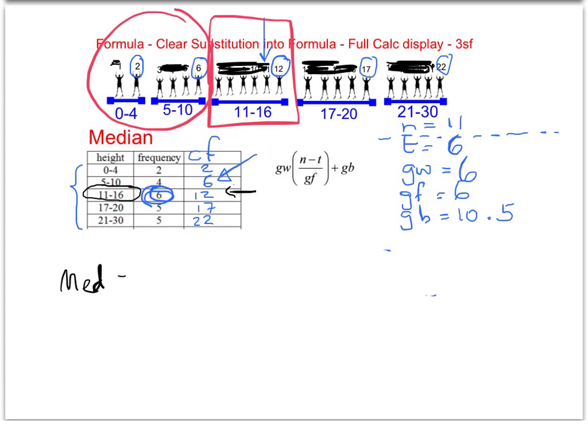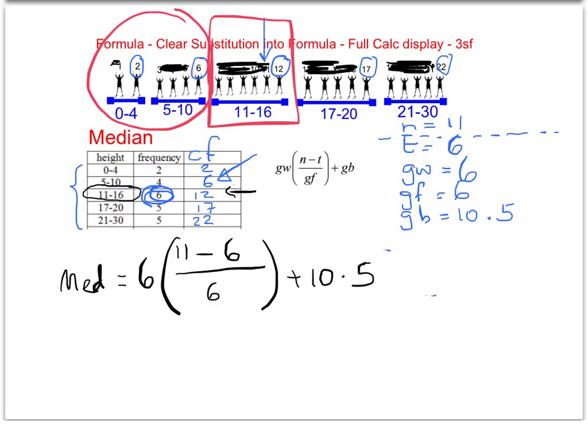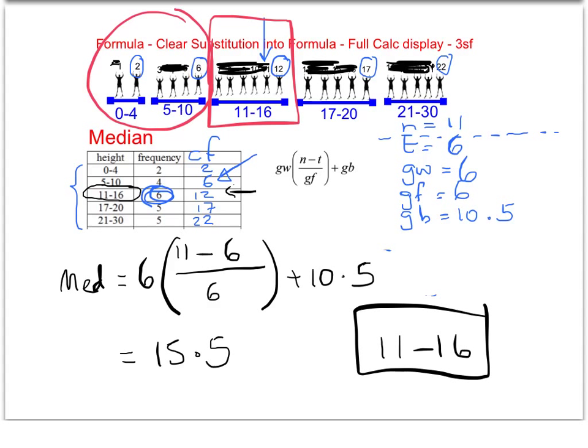So the median equals the group width times n, which is the normal way we find the person we want, the middle person, minus the total number of people below our group, divided by our group frequency, add our group bottom, which comes out to be 15.5. We knew the median was in the group 11 to 16, so 15.5, that looks about right. Happy with that?